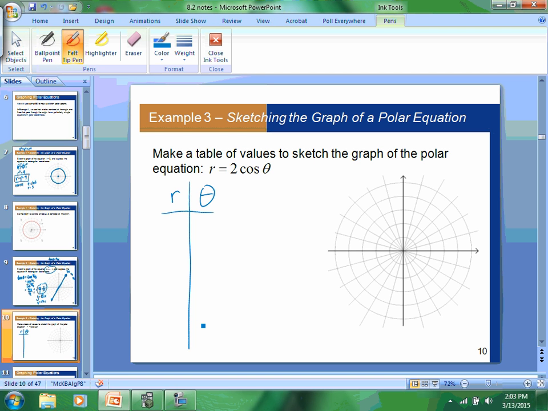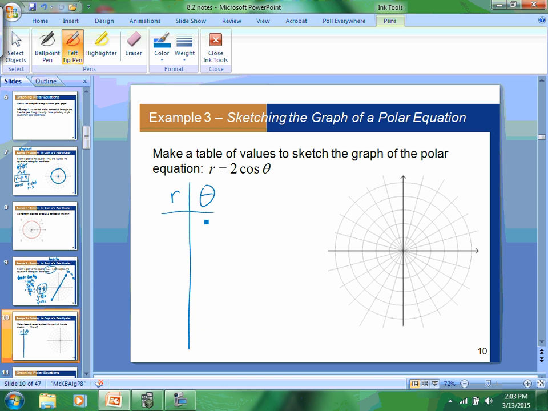And for these, I'm going to pick a lot of values to start with for this first one that we're doing. As we get into more and more of these, you won't have to pick as many values for theta, but for now, I just want to be thorough and show you what happens.